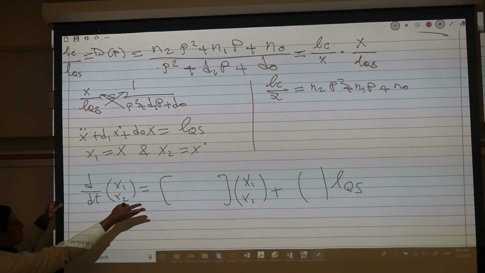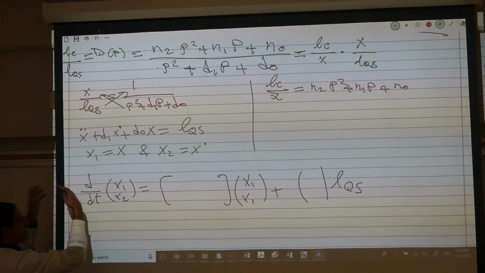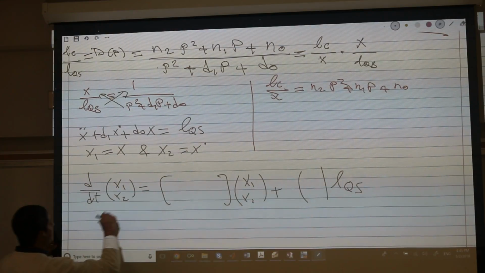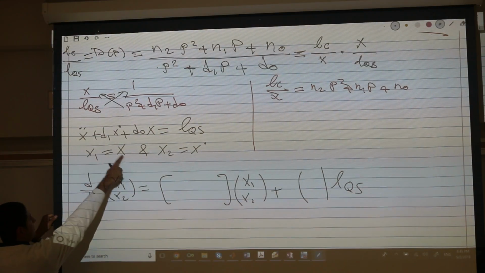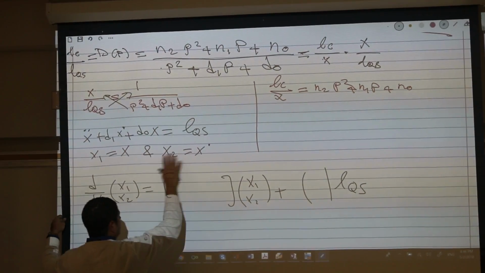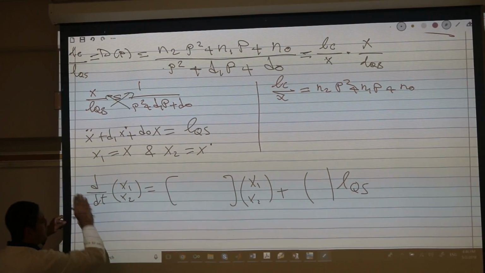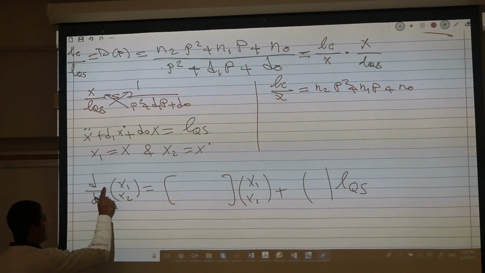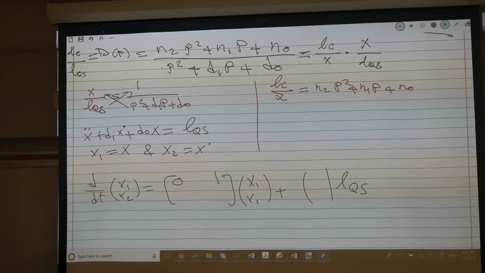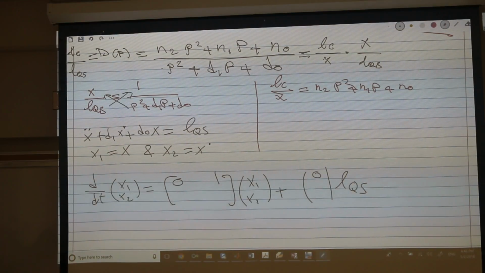The first equation is trivial. d/dt of x1 is x1 dot, and x1 is x. So d/dt of this is x dot. x dot by definition is x2. So the first equation is x1 dot is equal to x2. So 0 times x1, 1 times x2, 0, right?